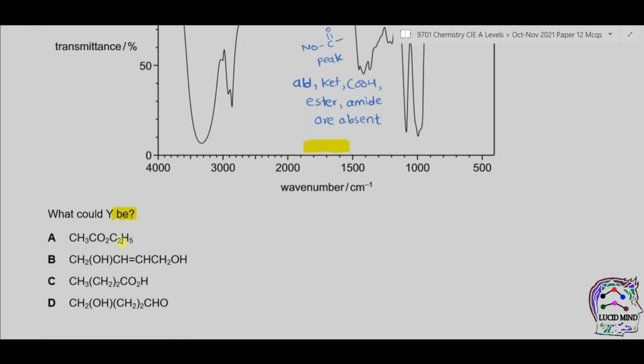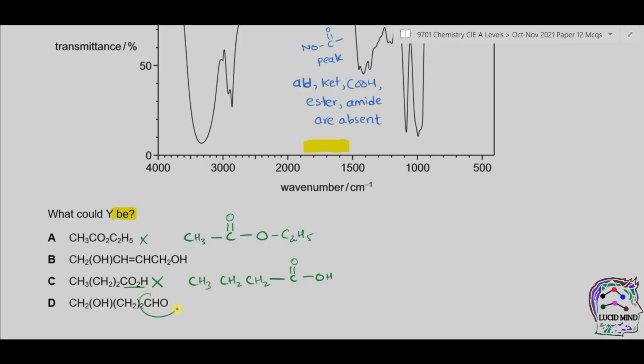Let's look into the options. First one is an ester, as we have CH3, then we have C double bond O carbonyl carbon, then oxygen, and then C2H5. So this is incorrect as the carbonyl peak is absent. In the second one, we have alkene and alcohol functional groups. So it could be this one as no carbonyl is present. In the third one, we can see we have a carboxylic acid. So we have CH3, CH2, CH2, C double bond O, OH. Again, carbonyl carbon is present in this one. So this is also incorrect.